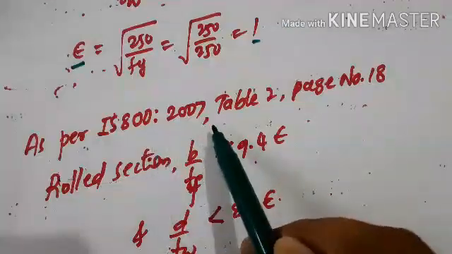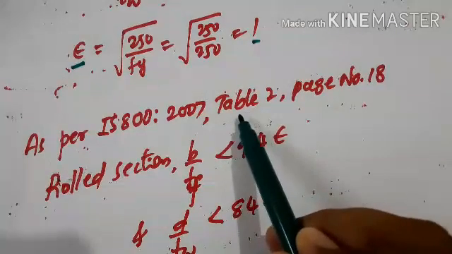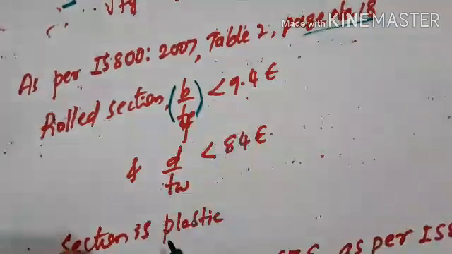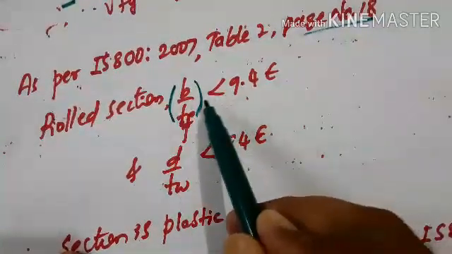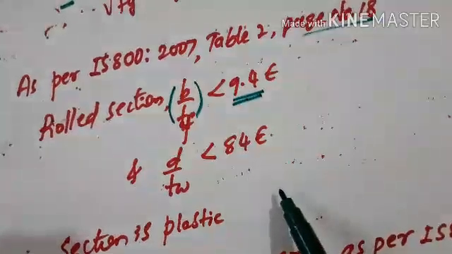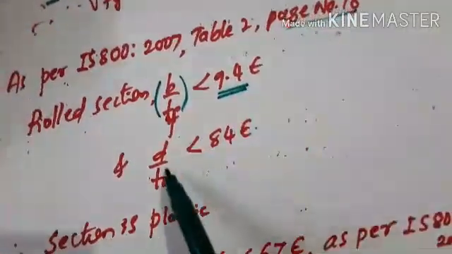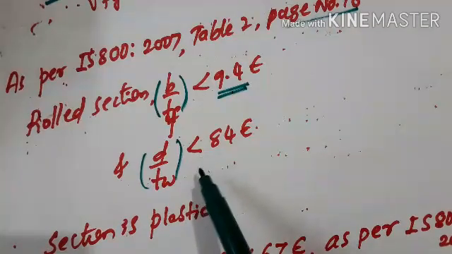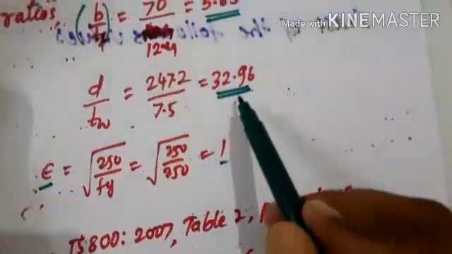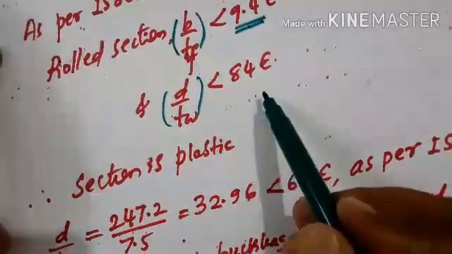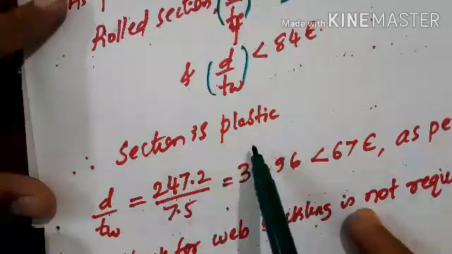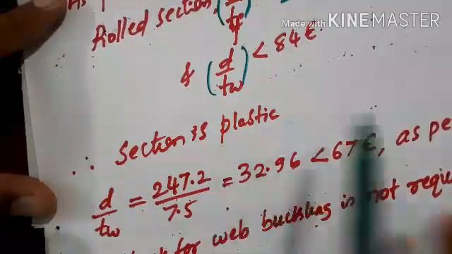Then as per IS 800:2007 Table number 2, page number 18, for a rolled section, whatever ratios are calculated, you have to compare with the limits given. In our case the ratio is 5.65, which is less than 9.4 epsilon. Depth to thickness of web should be less than 84 times epsilon. In our case we are getting 32.96, which is less than 84 epsilon. Hence the given section is a plastic section.